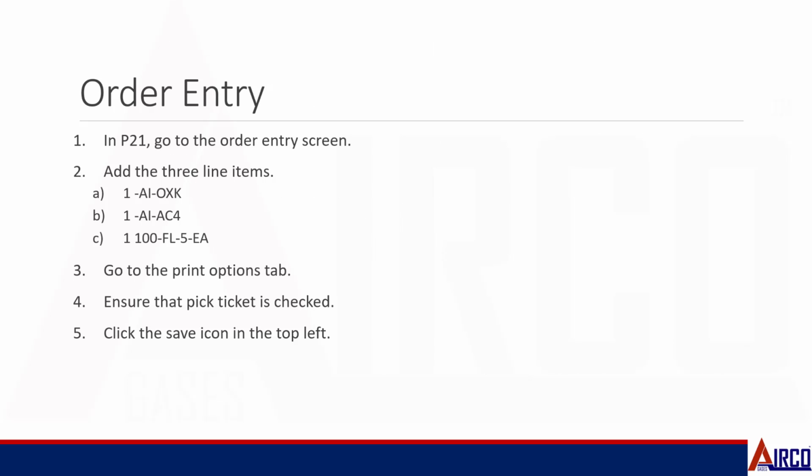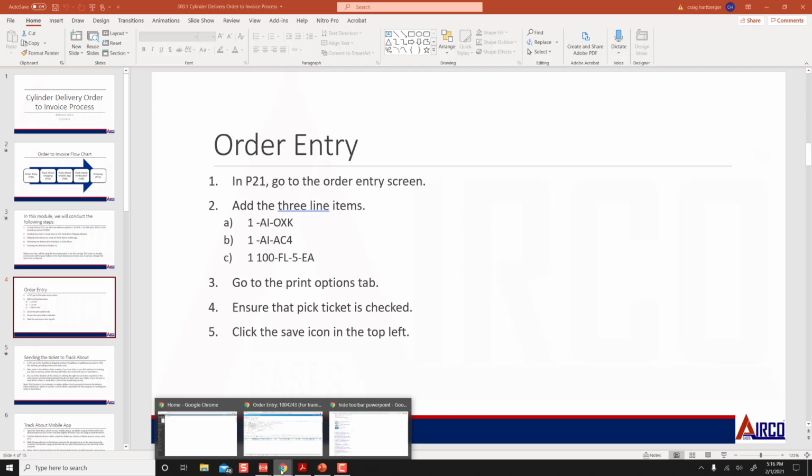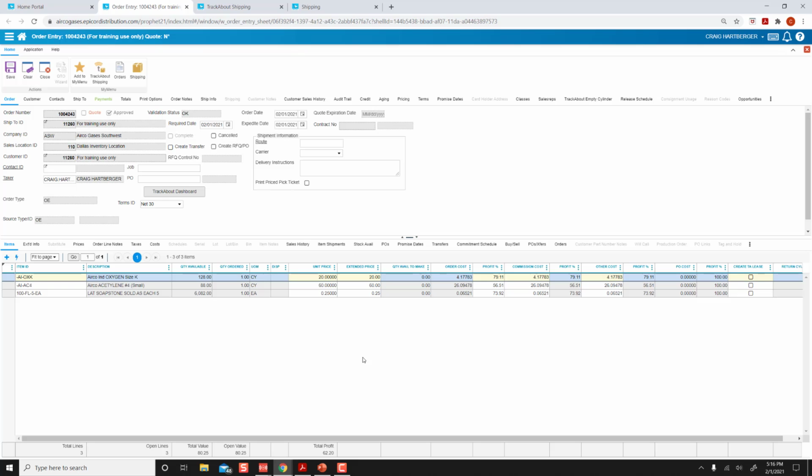So here's the order entry. I'm going to now move on over to P21 in the order entry screen. So here we go. And you can see I've already basically populated all of the screen itself with the oxygen, the acetylene, and the piece of soapstone. And there's nothing fancy here. If you do not know how to do an order, that will be another module that you'll need to take, but this is just a very basic, simple delivery for a customer, one oxygen, one acetylene. Like I said, I've already printed this delivery ticket out.